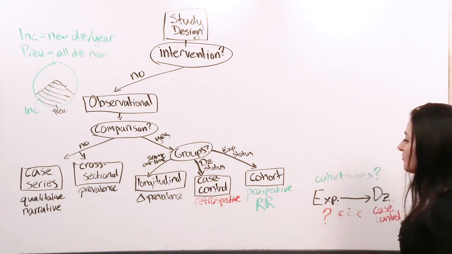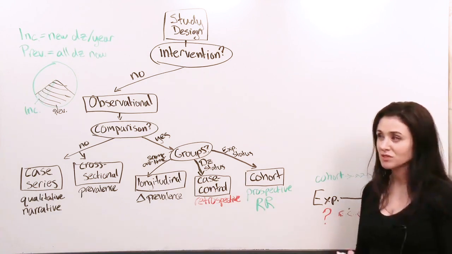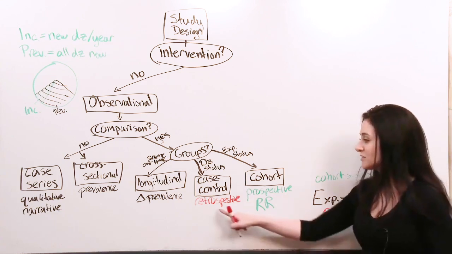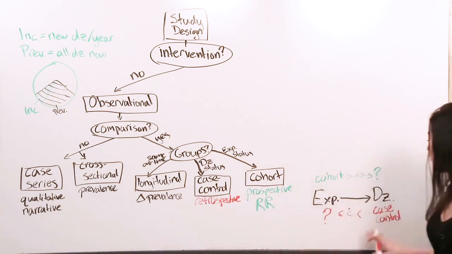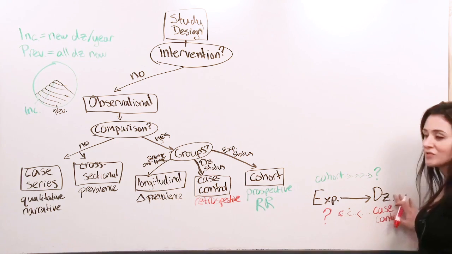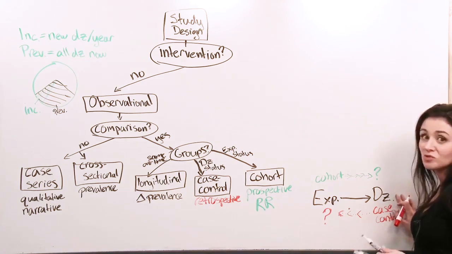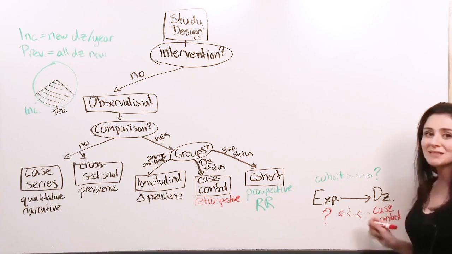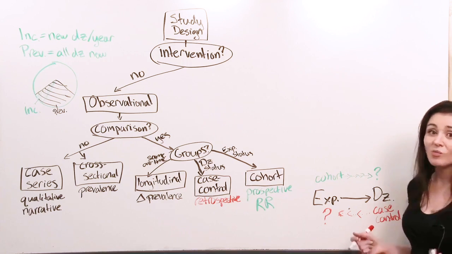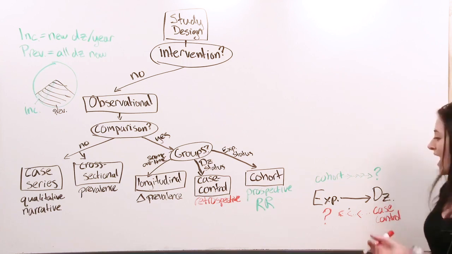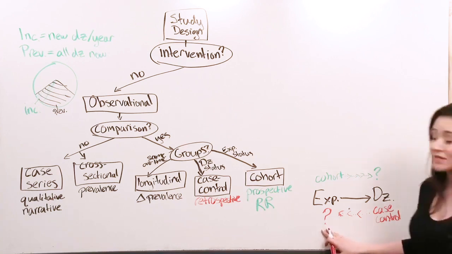So an example might be if we were looking at mesothelioma, which is great because it is a rare disease and case control studies are great for rare diseases. So we get a group of people who have the disease, who have mesothelioma, and we also get a group of people who do not have mesothelioma, and we ask both groups, do you remember being exposed to asbestos? And then we compare between those two groups how often they remember having the exposure.